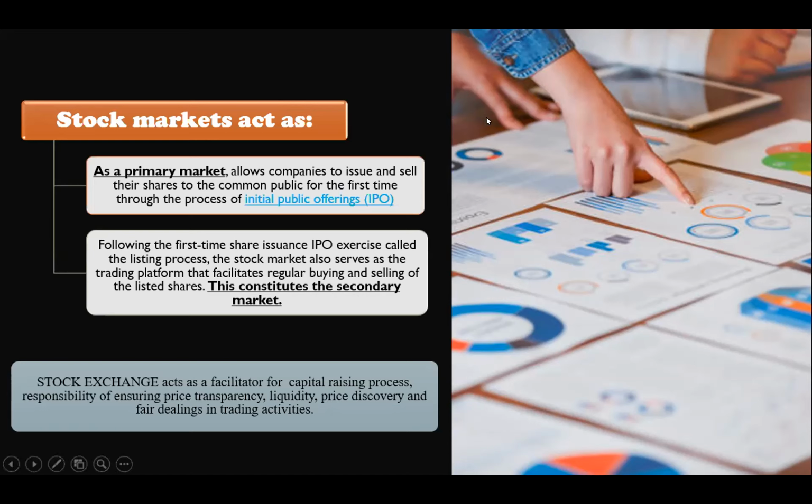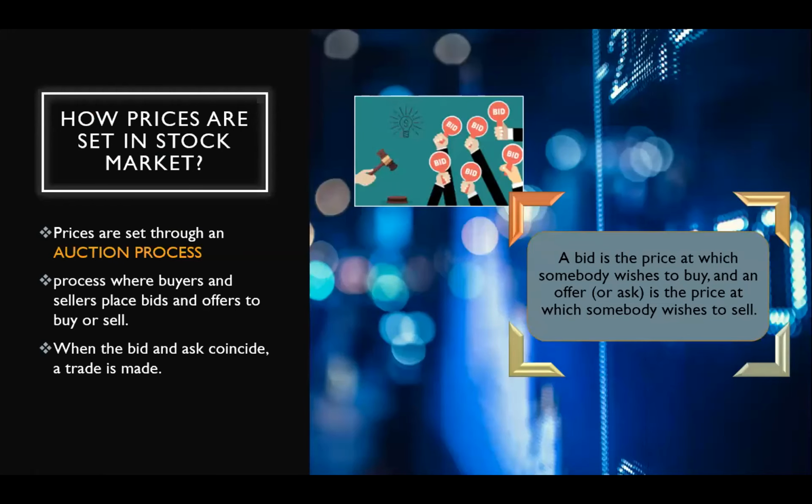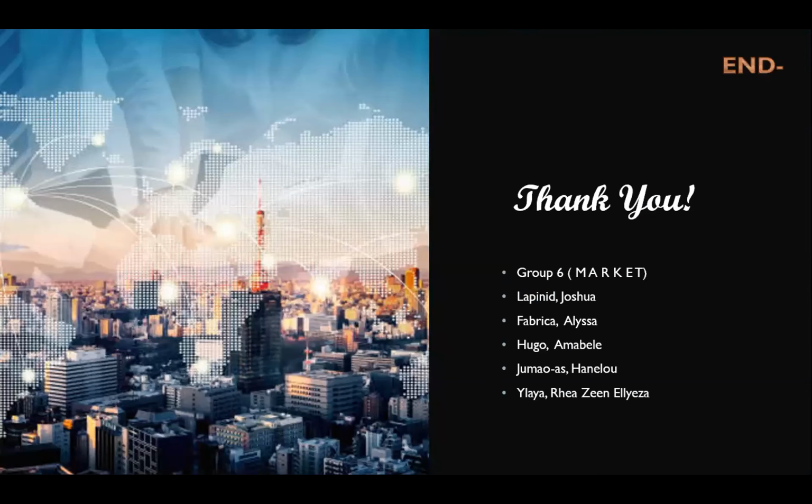Prices are set through the auction process. What do we mean by auction process? It is where buyers enter into a competitive bid and sellers submit a competitive offer at the same time. When we say bid, it is an offer made by an investor or a trader in an effort to buy a security. It is a price at which a market maker is willing to buy. When bid and offer coincide, a trade is then made. So I guess that's the overall presentation of the market group, and thank you for listening.